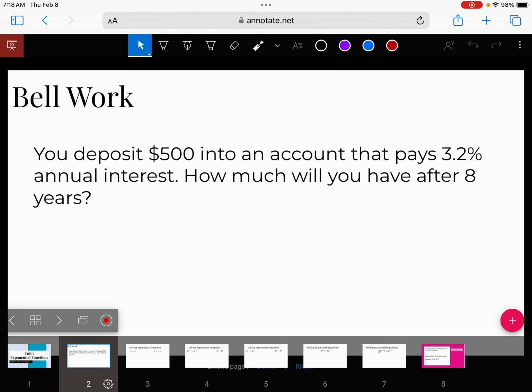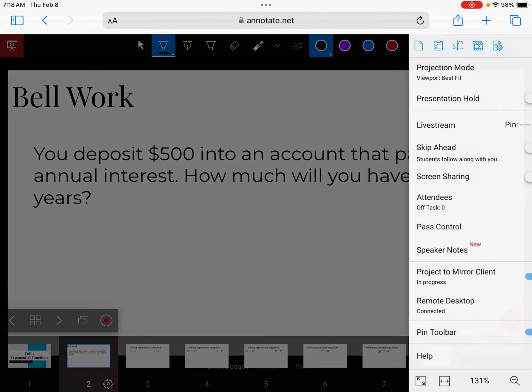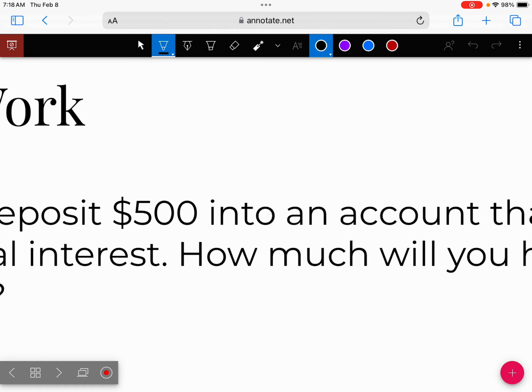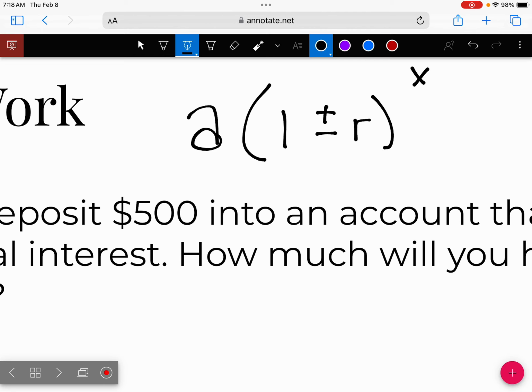All right, let's start with getting this set up. I'm going to put our basic form that we were working with all of Tuesday up on the top. That was our A. Whoa, chunky pen. Holy cow, try that again. A, 1 plus or minus r to the x.